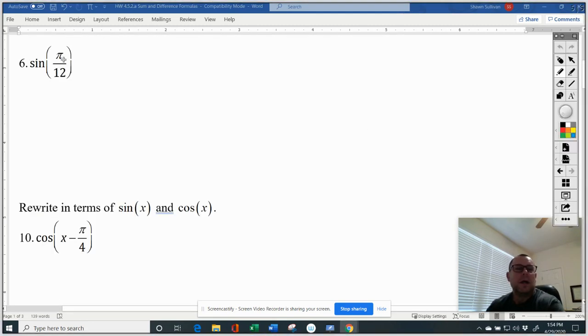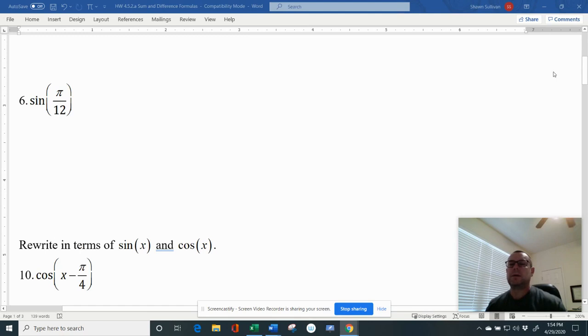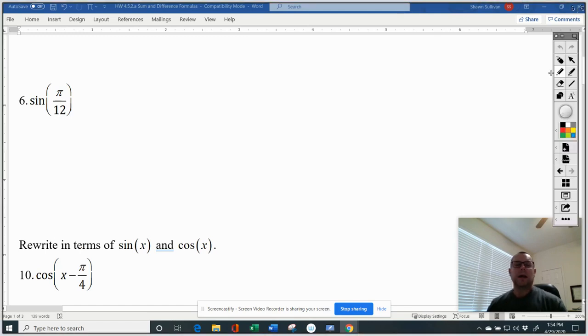Take a look at problem number 6. And so we've got another sine problem. I'm going to move this down just a little bit. And the way that I'm going to rewrite number 6 is, let's go back to black though. We're going to rewrite it as sine of pi over 4 minus pi over 6.